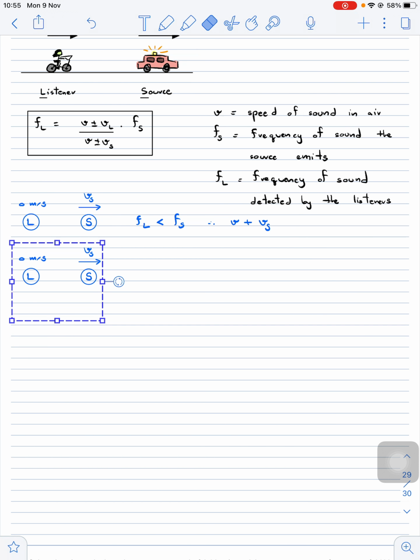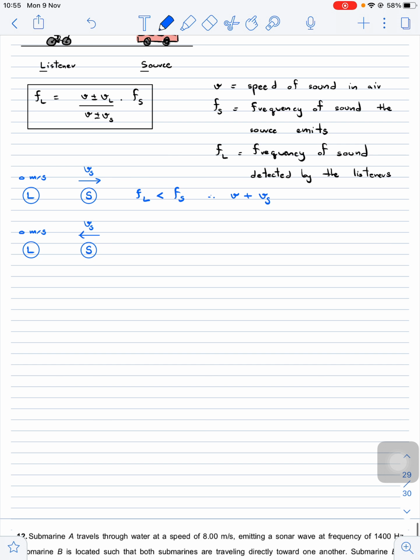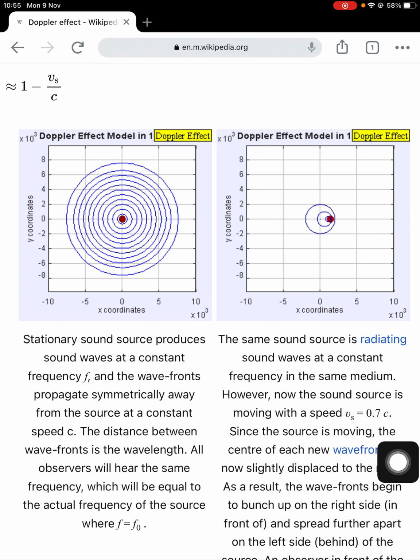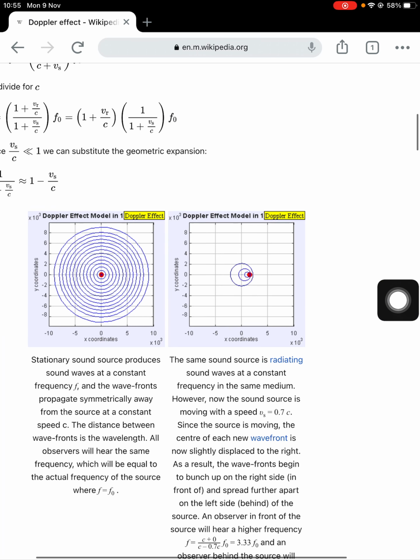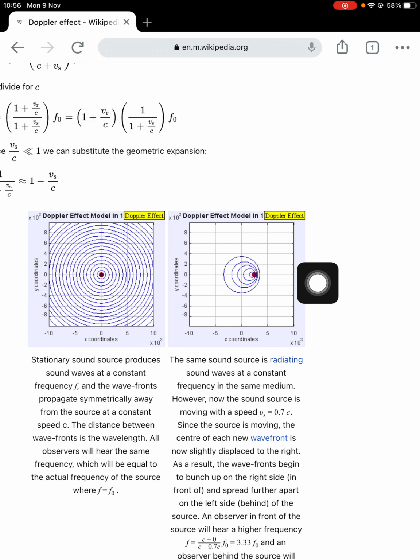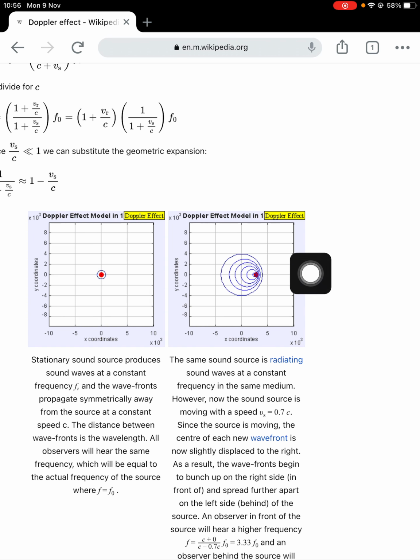In this case, if the source, for example the ambulance or the police car, is just moving towards the listener, then from real life we can say that the FL should be larger than the Fs. It means that we can hear a frequency which is greater than the frequency that the source emits. For example, if we look at this graph, if the listener is at this position and the source is just moving towards the listener, we're going to hear a frequency that should be larger because the wavelength is smaller.